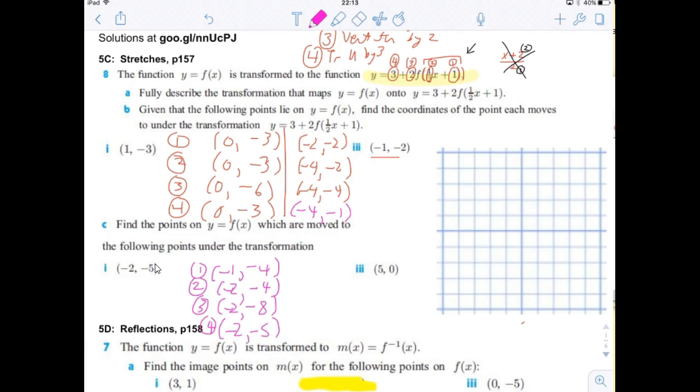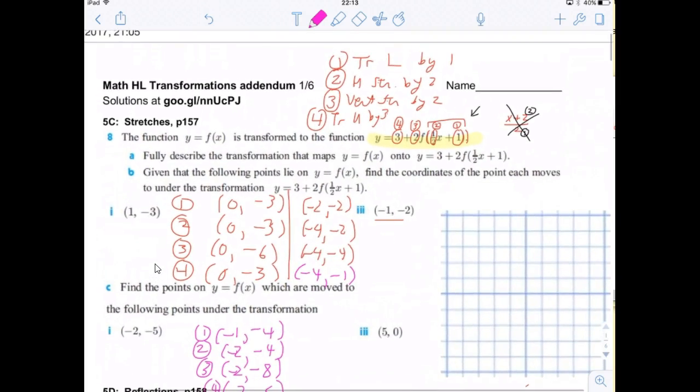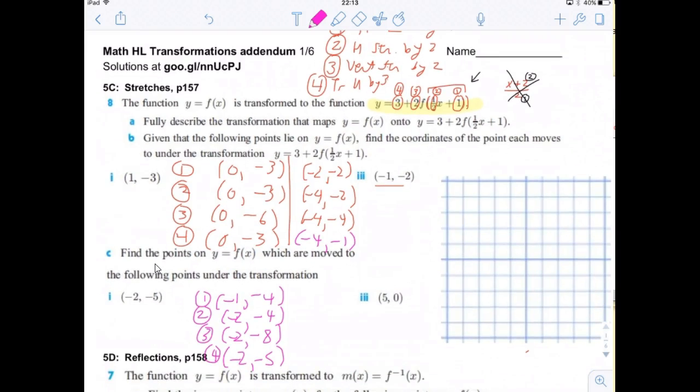And then last of all, how do we get back to the original? The original, we need to do the opposite of translate left by 1. We're going to translate right by 1. So instead of -1, it's going to be 0, -4. That would be the original point for this one.